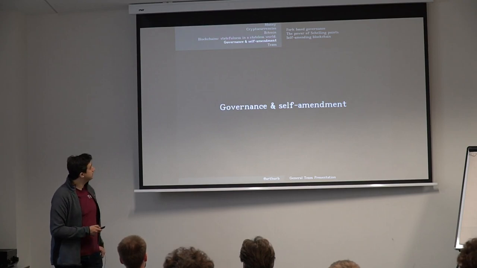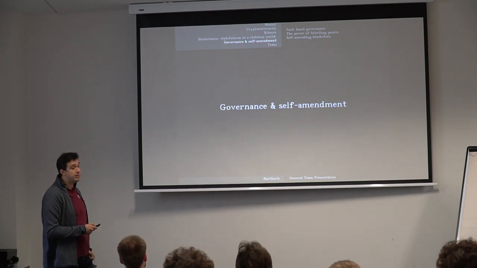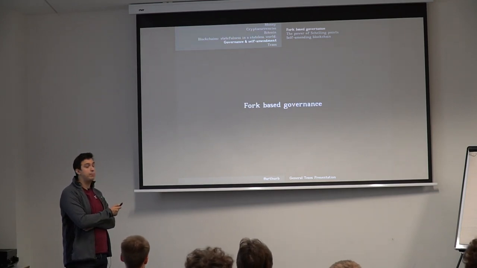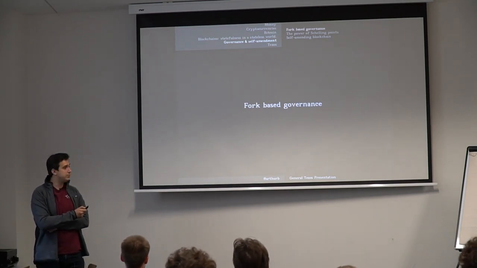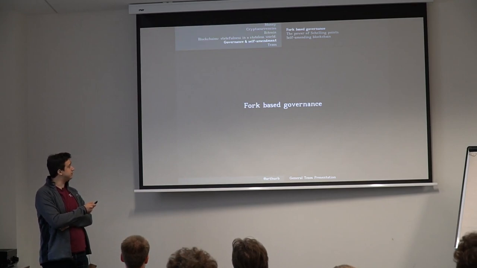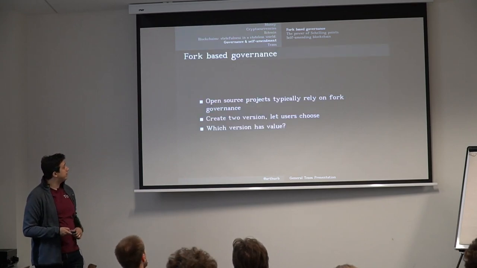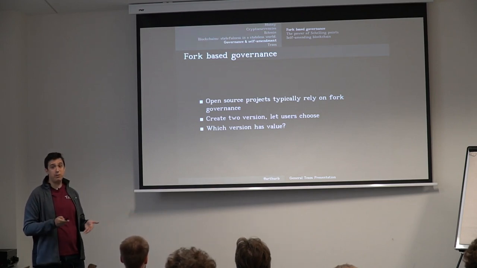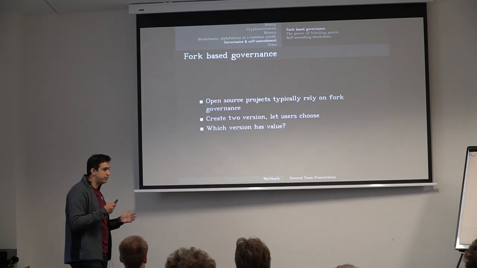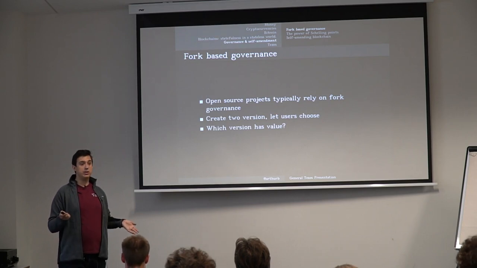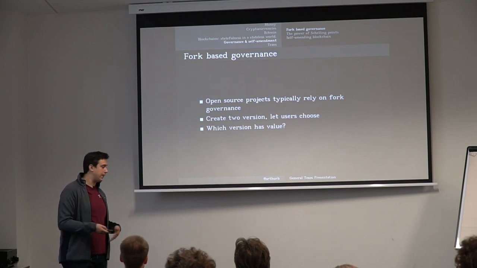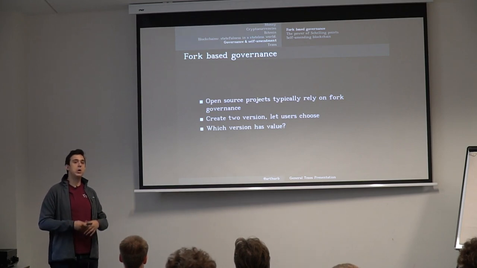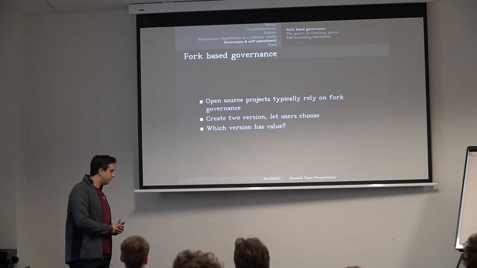So now I'm going to talk a little bit about governance and self-amendments, which is a property of Tezos. First, fork-based governance, which is what is most common outside of Tezos. Fork-based governance comes from the open source world. Traditionally, in the open source world, when you have a project and you have a different view as to how the project should work, you fork it. So you had one version of the code, now you have two versions of the code, and you can have two different teams go in different directions.